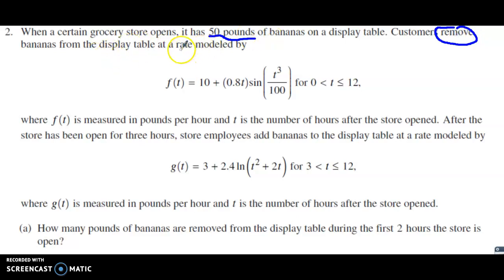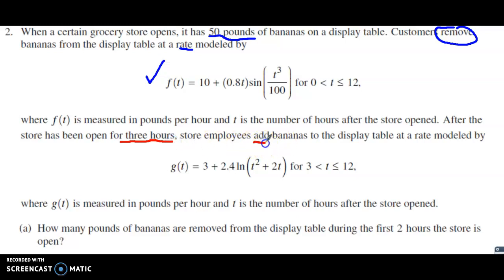Customers remove bananas from the display at a rate. So we have a remove rate, and this function right here is our remove rate. So that is our off rate. Then f of t is measured in pounds per hour. t is the number of hours after the store opened. After the store has been open for 3 hours. So notice that whatever's happening with this next piece happens 3 hours after the store opens.